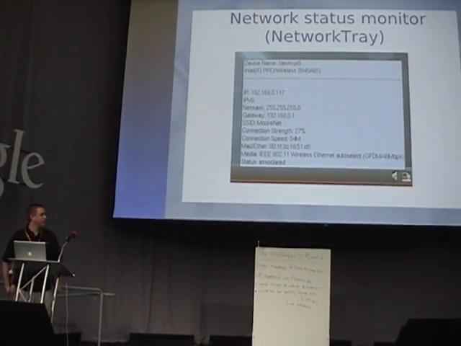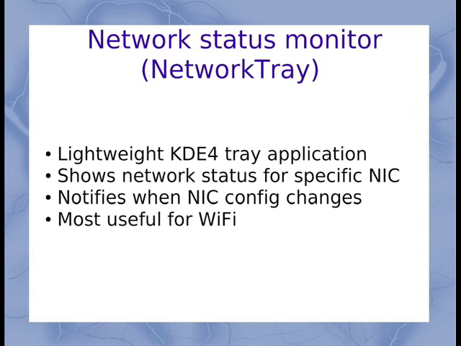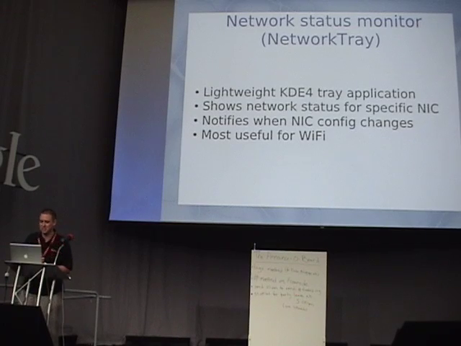Next is the network tray monitor, and you can see it's the icon on the very bottom right-hand corner there. If you hold the mouse over it, you get a whole bunch of information showing you what's going on with your wireless connection. Very lightweight application, which is good because I hate having heavy tray applications sitting there eating up CPU cycles. It just shows the status for a NIC, and notifies you with a small pop-up whenever the NIC configuration changes, say the interface goes down or the IP changes. It'll just pop up and say, hey, something's changed here, maybe you want to take a look into this. It's most useful for Wi-Fi. I usually close it for the Ethernet configuration because usually you're on a static connection there and it's not going to be changing all that often.